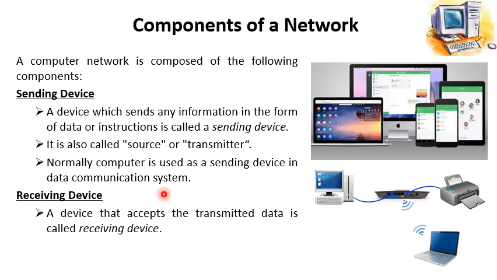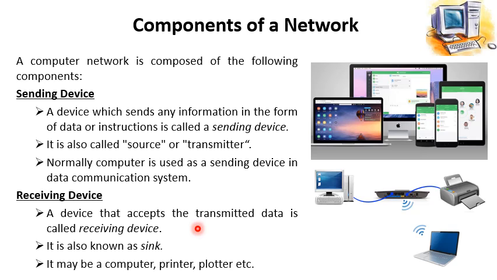The second is the receiving device. Of course, if there is a sending device, there must be a receiving device somewhere in the network. A device that accepts the transmitted data is called a receiving device. It is also known as sink. It may be a computer, printer, or plotter. So these are some of the devices, examples, which can act like a receiving device.